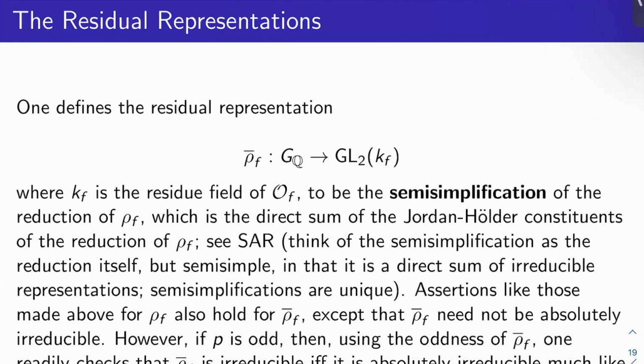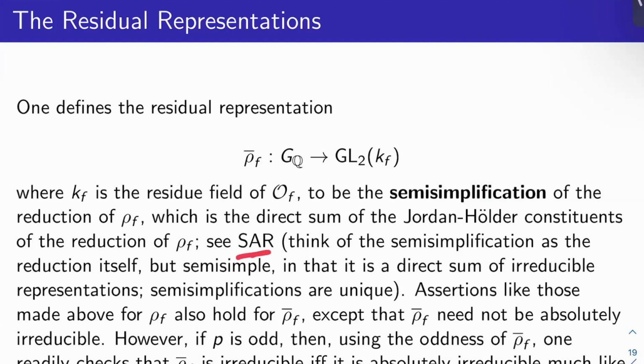Okay, let's end the video by talking about the residual representation. We have a Galois representation, so we should have a residual representation, right? The residual representation rho bar_F from G_Q to GL_2 of k_F, where k_F is the residue field of O_F, which is the ring of integers of K_F, is not actually just the reduction of rho_F, because that need not be semi-simple in this case, but you just semi-simplify it. You take the semi-simplification of the reduction of rho_F mod the maximal ideal, and you get rho bar_F. What is the semi-simplification? It's the direct sum of the Jordan-Hölder constituents of the reduction of rho_F.